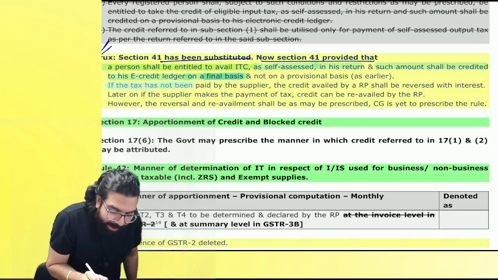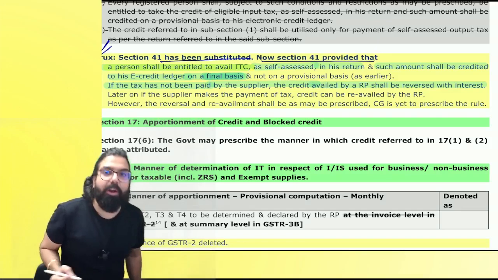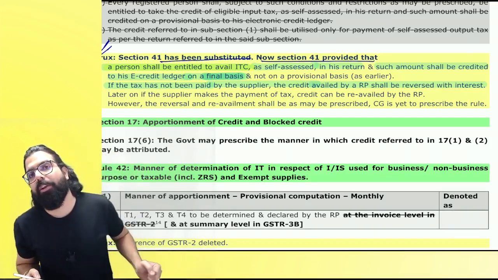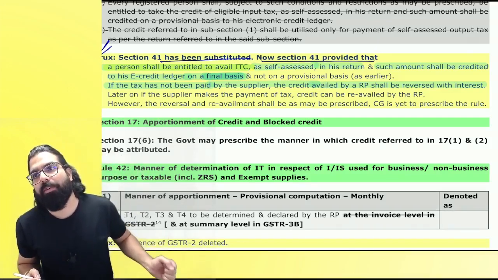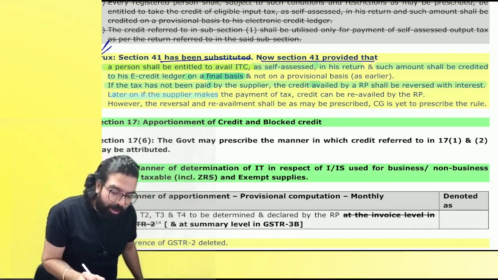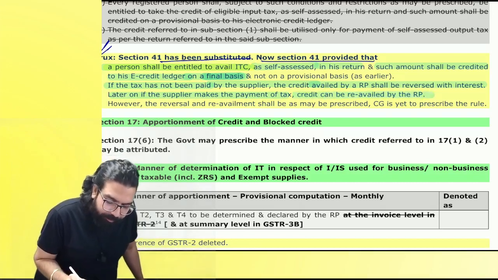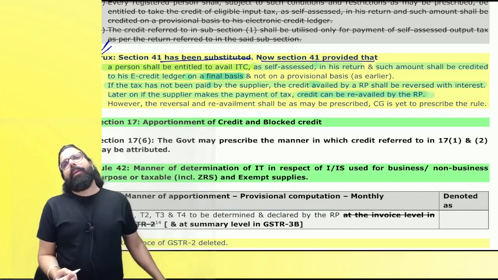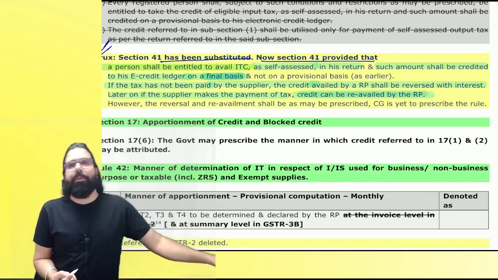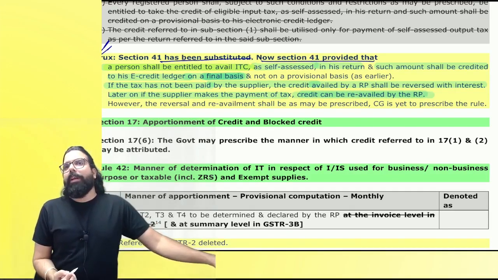But if tax has not been paid by the supplier, the credit availed shall be reversed along with interest. Whatever credit you have taken, you have to reverse along with interest. And later on, if the supplier makes the payment to the government, the credit can be reavailed by the registered person. Are we clear, everyone? What are they telling over here?